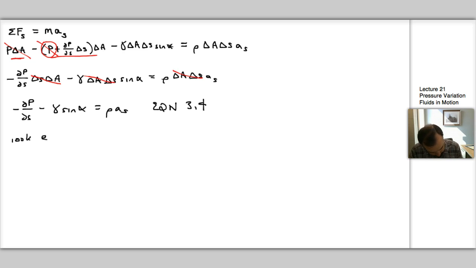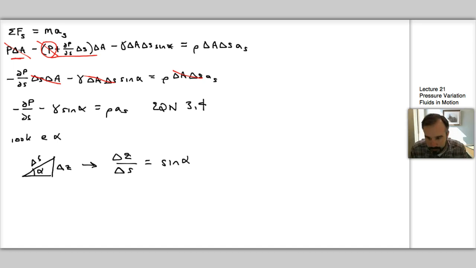Let's look at alpha, okay? So let's draw this out. If we look at the angle alpha, we're going to have something that looks like this. And this is the angle alpha here. And along this length we have delta s, and this is going to be delta z, right? So from trigonometry we can say that delta z over delta s is equal to the sine of alpha, okay? And if we look at the limit as delta s goes to 0, so now we're going to take that limit, we're going to shrink the delta s along that s direction to something infinitely small. We get that dz over ds is equal to the sine of alpha.